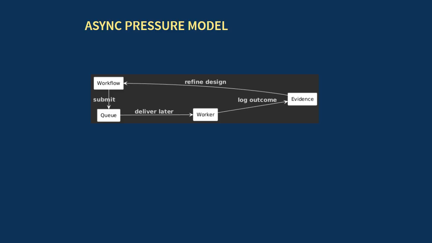A useful model is workflow, queue, worker, and evidence. The workflow submits work, the queue delivers it later, the worker acts later still, and the evidence logs what happened. Is evidence just for debugging? No. In async design, evidence is part of the argument that the system behaved correctly across time.